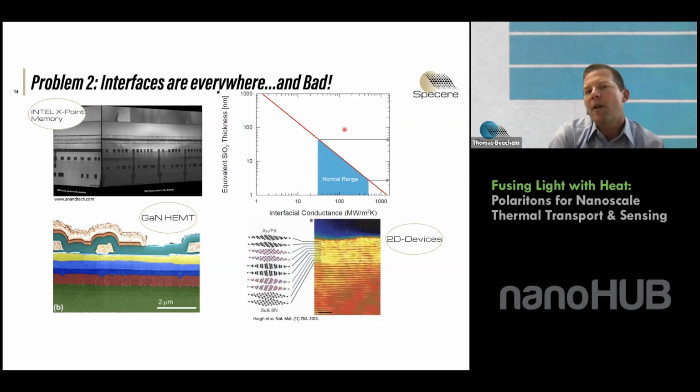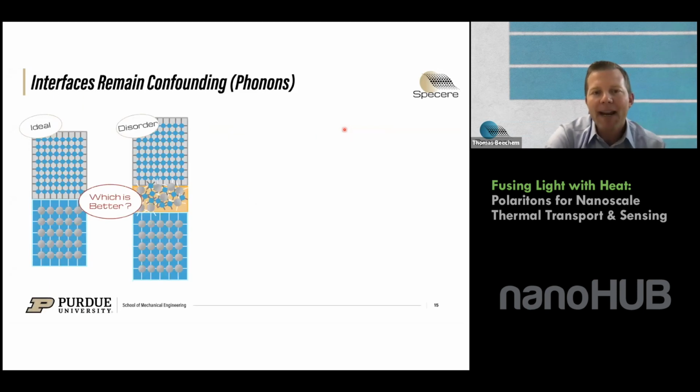And not only that, from a basic physics perspective, they still kind of confound us. And so I'm going to ask a question right now, just to really let you think about it. Are interfaces good for heat transport or bad for heat transport? I've already said they're bad. But if I have a perfect interface, is that better? Or if I have a disordered interface, is that better? And the answer that you came up with in your head, I have good news and bad news. The good news is you're right, and the bad news is you're wrong, regardless of what you picked.